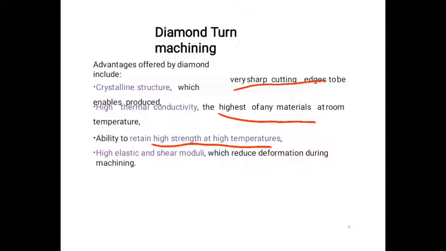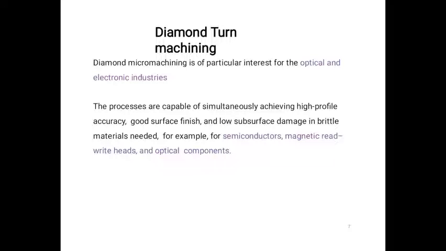As we know, in the diamond turning machining process there is contact between tool and workpiece, so high thermal stresses can be developed, and due to this a higher thermal conductivity material is required. So most of these properties are important parameters for the diamond turning machining process. Also, diamond micro machining is of particular interest for the optical and electronics industries. Now, the process is also capable of simultaneously achieving high profile accuracy, and good surface finishes are obtained with the help of this process.